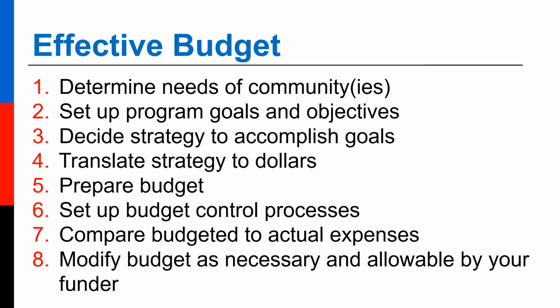So to create an effective budget, you should take the following steps. First, you need to determine the need of your community or communities that you serve. You set up your program goals and objectives. Decide a strategy to accomplish those goals. Translate that strategy to dollars. Then you prepare your budget. You set up your budget control processes. You compare budgeted to actual expenses. And lastly, you modify your budget as necessary and allowable by the funder.